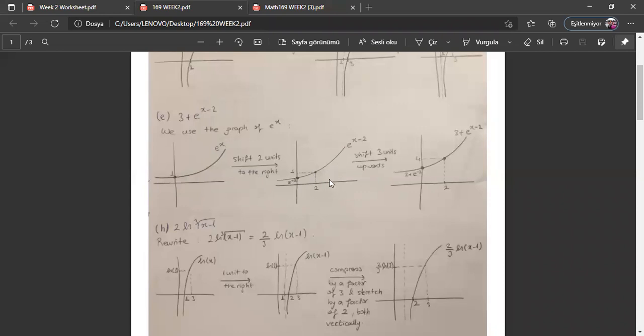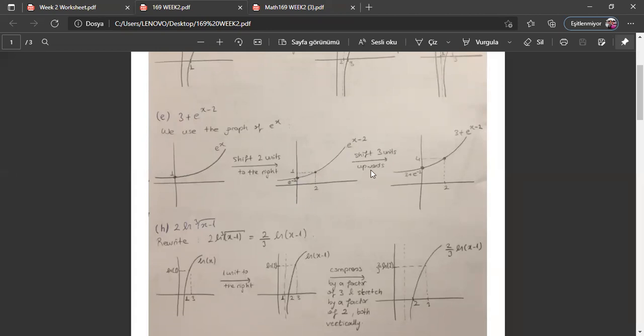So for example, at the point 2, we have e to the 0, so it should be 1. Okay. So we shifted this graph to the right, okay? Now, for example, this point is shifted here, for 2. And now this function cuts the y-axis at this point, e to the minus 2, right? When you plug x equals to 0, you will get e to the minus 2. So now the y-axis is cut at this point, okay?